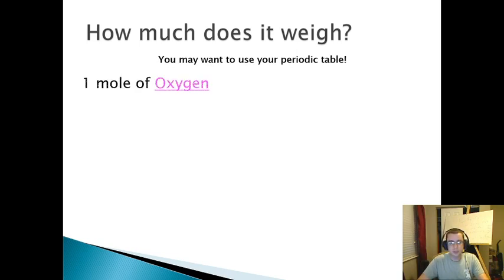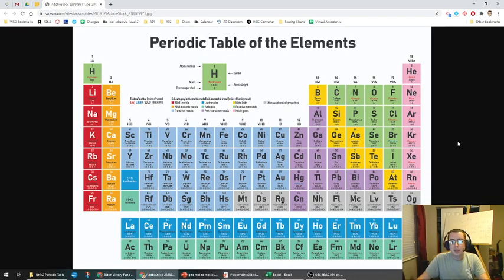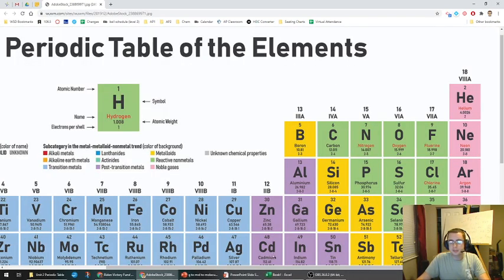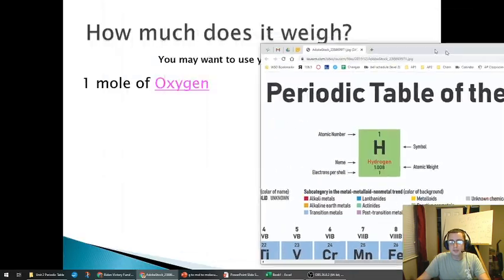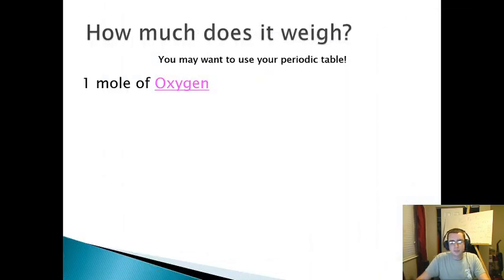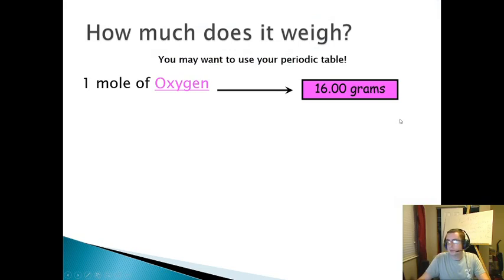Okay, so looking at how much certain things weigh, we're going to look at the periodic table for this. So 1 mole of oxygen. If I pull up the periodic table and look at oxygen, I can see that it's 15.999, or 16.0 on your periodic table. So 1 mole of oxygen is actually going to be 16 grams, because 1 mole is whatever the atomic mass is on the periodic table.